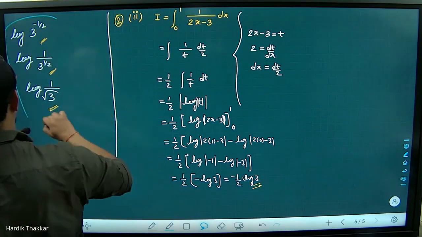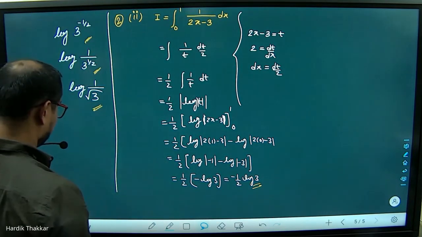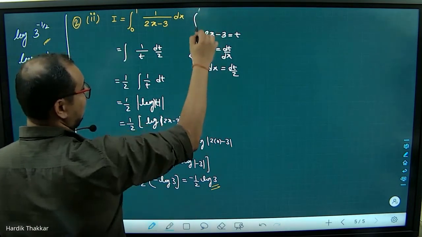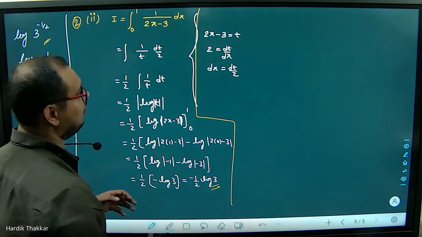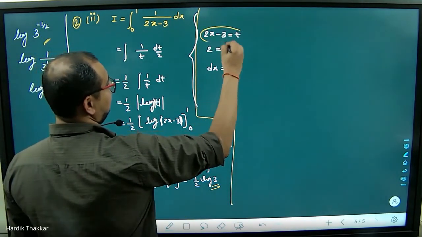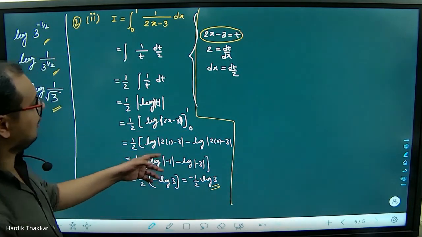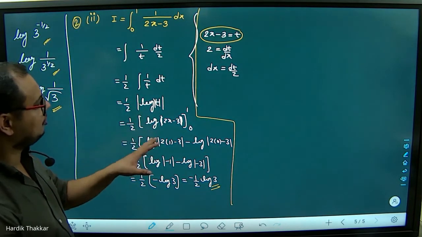Yes, sir. Okay, now let's understand the second method. Second method, how we can solve by another method. Another method is nothing but the same, just we change the limits also. So here the t, we have substituted t as 2x minus 3. Further, after integration, we are again putting the value of t. In place of that, we can change the limit.